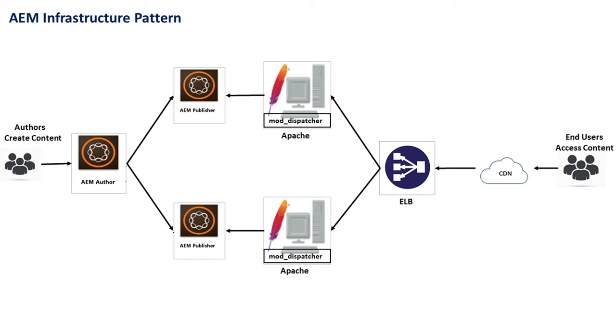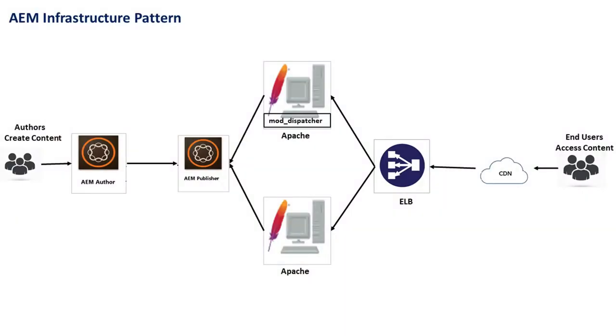Because all the static content is going to be cached here, the ALB will route to either one of these dispatchers. Now let's see some variants of that. You can even have a variation. We already talked about how the dispatcher can also do load balancing, in addition to the ELB. So this is one of the variations.